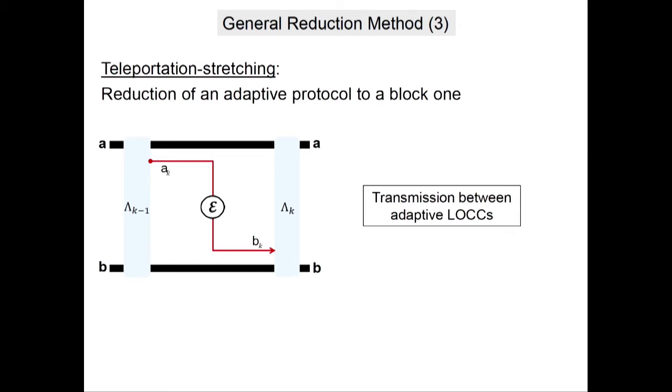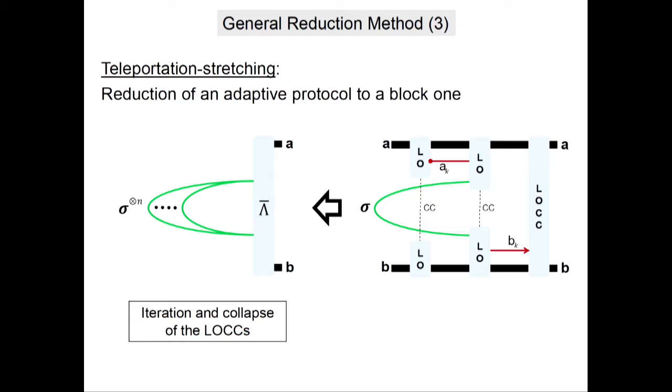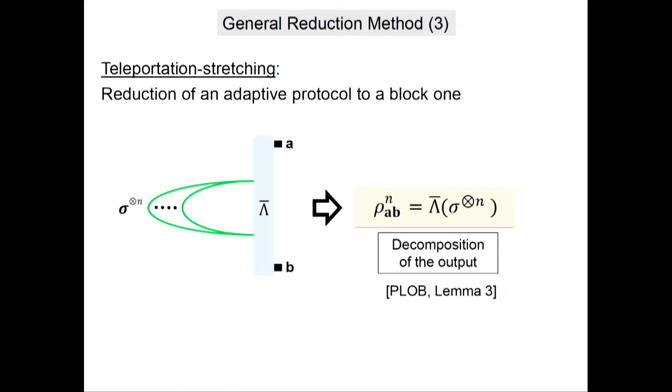We can consider a single instance of the adaptive protocol. Then we can substitute the transmission over the channel with its simulation over the resource state sigma in this way. So now there is no more channel, but we have sigma and the local operations on Alice's and Bob's side. We can stretch back in time the resource state out of the adaptive protocol, and by iteratively doing this for all the n uses, we obtain the reduction that we needed. So we can basically write the output of the protocol in this way, where all the adaptive LOCC are collapsed into a single final round of LOCC, lambda bar, applied to n copies of the resource state sigma.